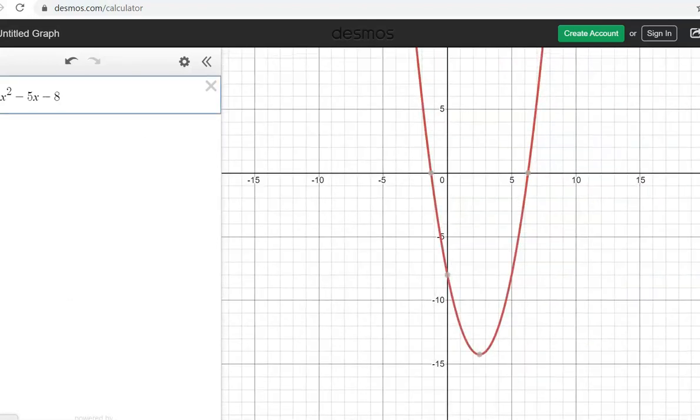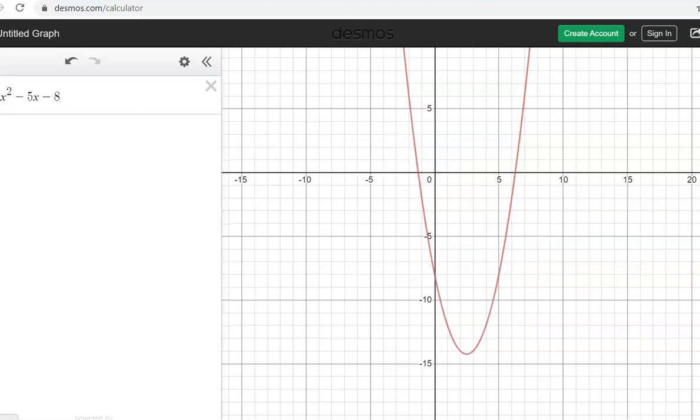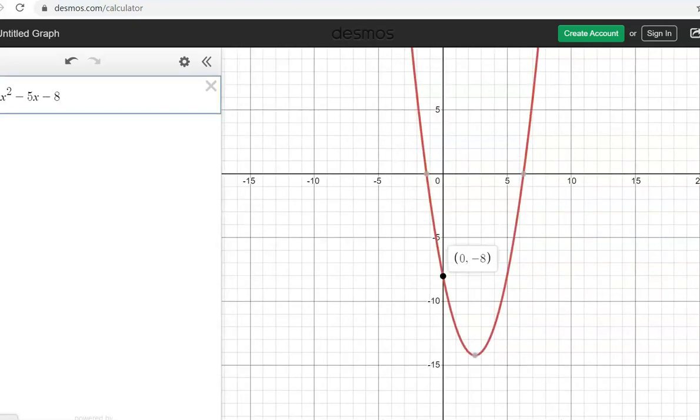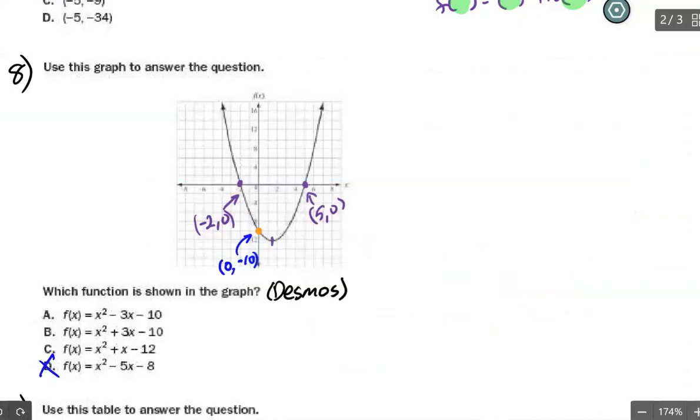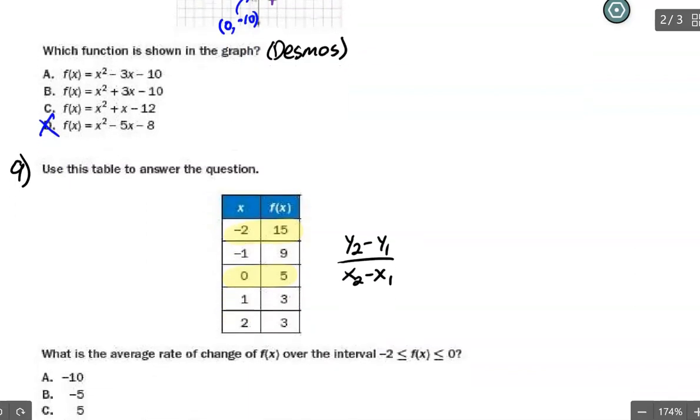Here we go. So there's my x-intercepts, y-intercept, and vertex. Well, we know a vertex is a decimal, so we've said we're going to ignore that. But we have a y-intercept and our solutions, and these do not match what we wrote down earlier on paper, right? So I know D is not the correct answer. Okay? All right.